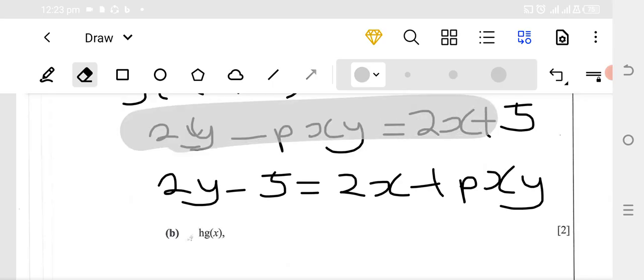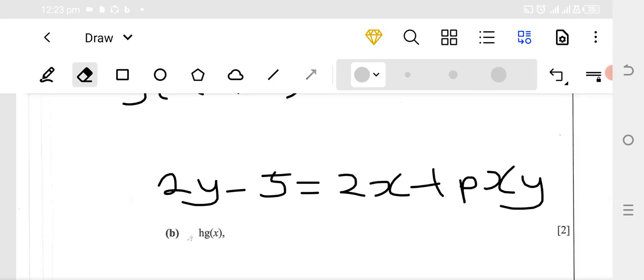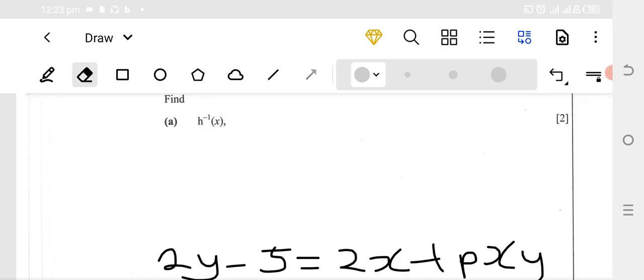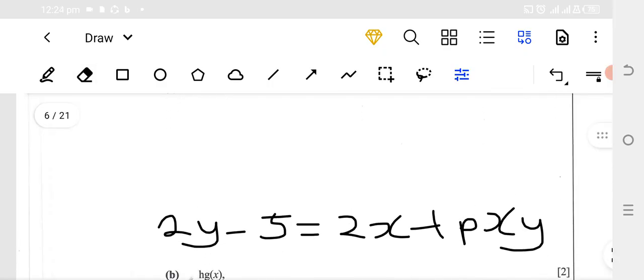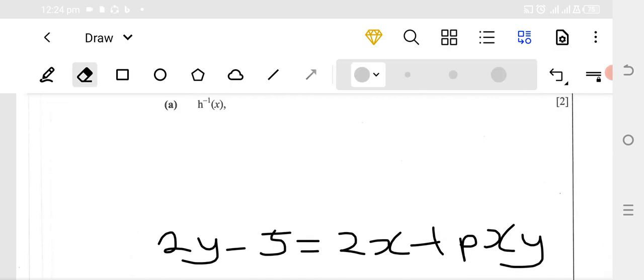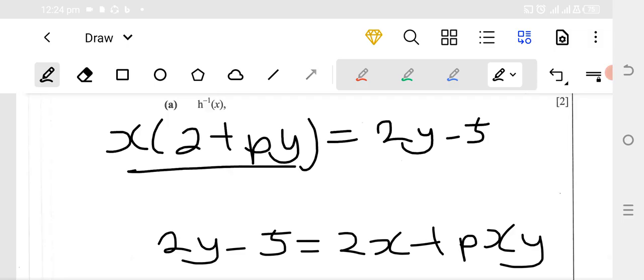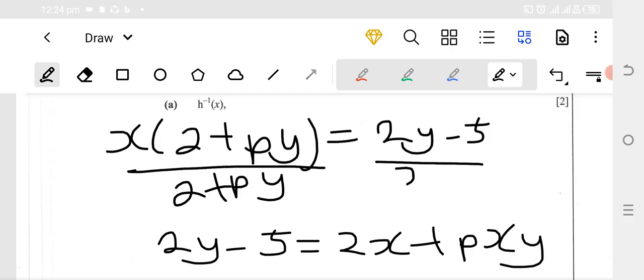Okay. So we start cleaning up. Let's clean up to create more space. In the exam, this space would be enough for everything that I'm doing here. Remember this, I'm writing in a very big handwriting, and in the exam you didn't write something this big. So you factor out the x, it will remain as 2 plus py is equal to 2y minus 5. So you divide both sides by a 2 plus py.